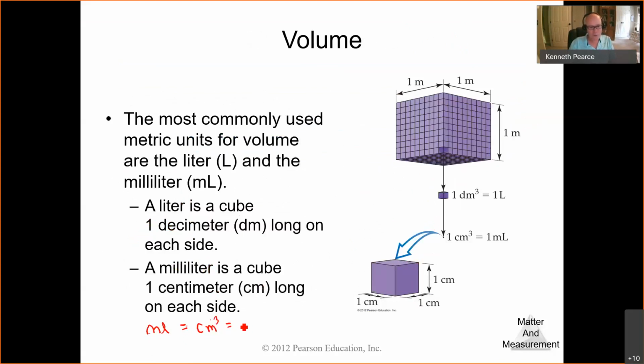also known as, you may have heard this before, a cc. Particularly if you're in the medical field, they'll say, give me so many cc's or whatever. What they mean is so many milliliters or so many cubic centimeters. It means exactly the same thing. Cc and centimeters cubed are exactly the same thing.